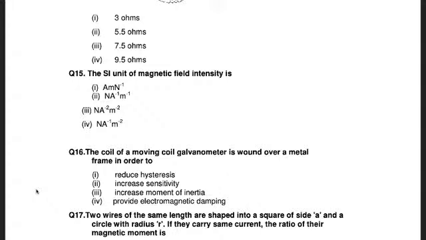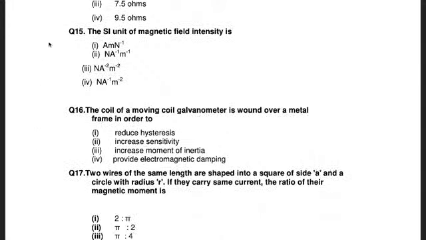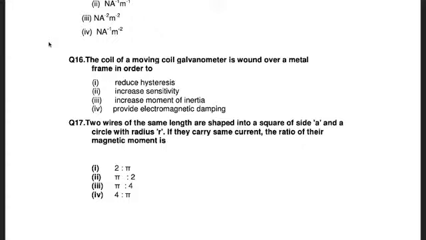Question number 16. The coil of a moving coil galvanometer is wound over a metal frame in order to: option 1, reduce the hysteresis; option 2, increase sensitivity; option 3, increase moment of inertia; option 4, provide electromagnetic damping. Correct. The answer is option 4, provide electromagnetic damping.